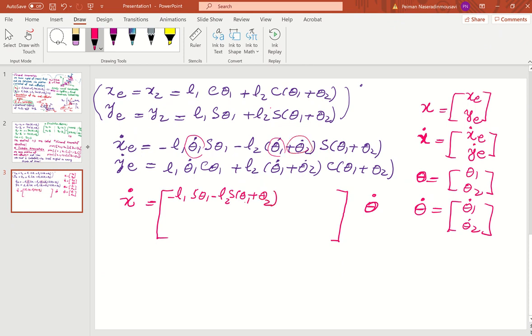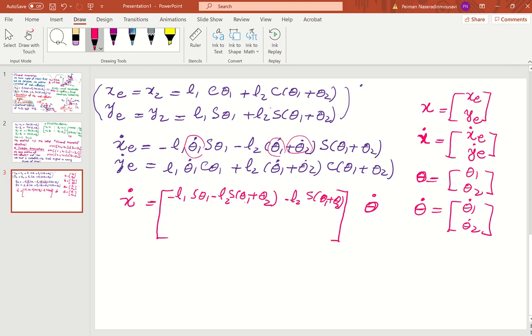Now find theta dot 2. Theta dot 2 is here: minus L2 sine of theta 1 plus theta 2. Understand?